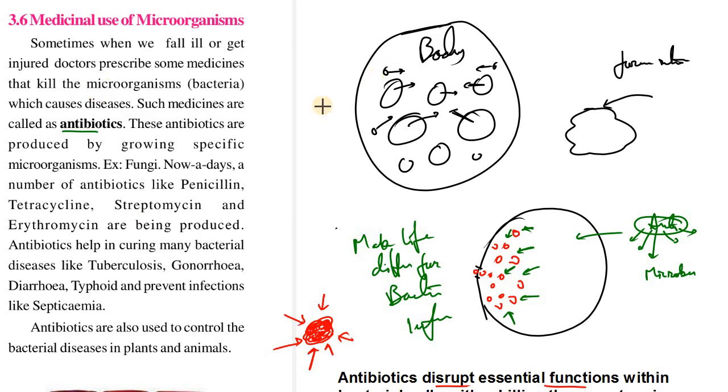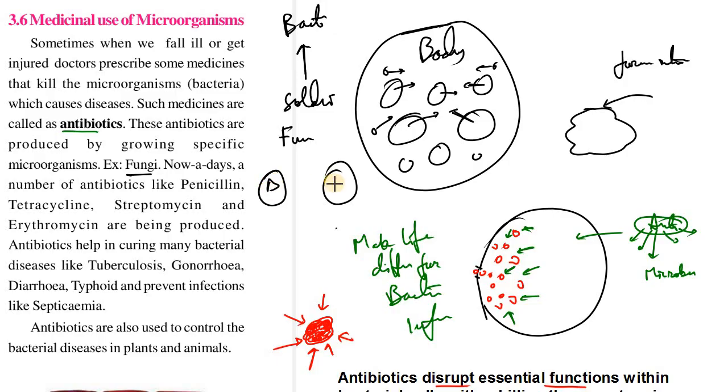So now let's continue. As I was saying, doctors prescribe antibiotics, and these are produced by growing specific microorganisms, for example fungi. So these bacteria are the invaders that we have, and we sent our soldiers, and the soldiers were small fungi soldiers. So think of it as a war between bacteria and fungus. Interesting concept, isn't it?